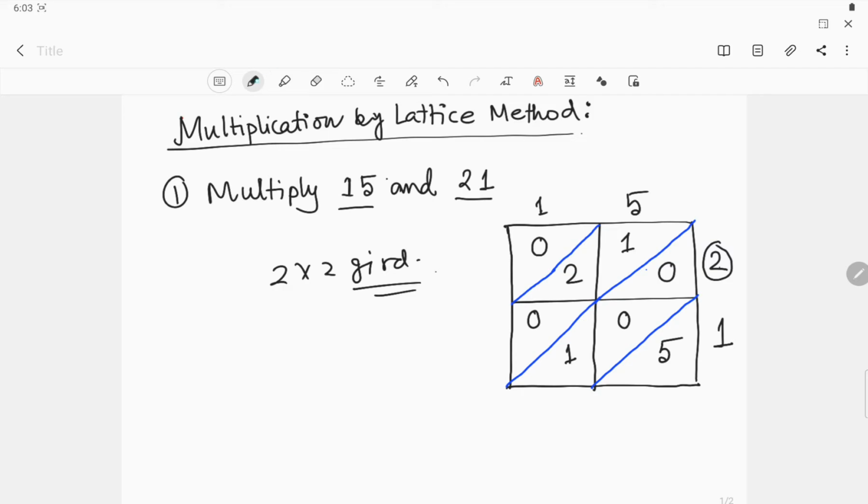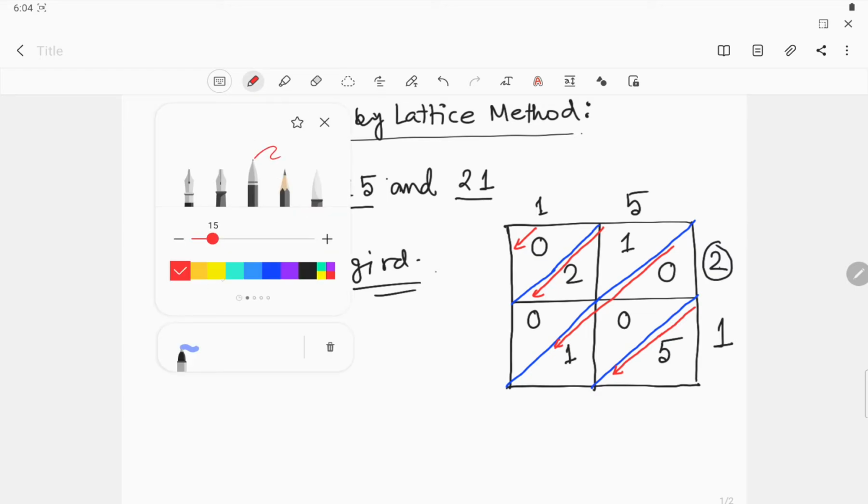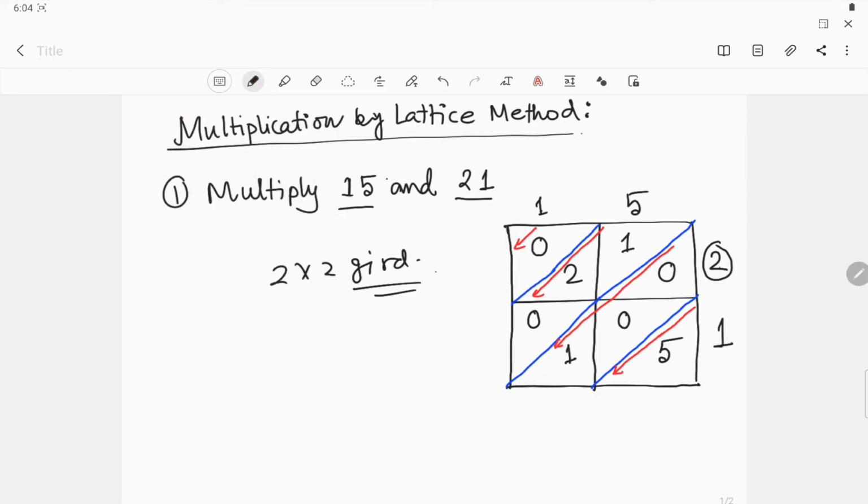Now what will I do? Draw an arrow along this diagonal, in red color. I'm drawing an arrow. Now you have to do addition along this arrow, or along the diagonals. So 5, it's only 5. This is the first diagonal. How many diagonals are here? 1 2 3 4. So this is the first diagonal, this is the second diagonal, this is the third diagonal, and this is the fourth diagonal.